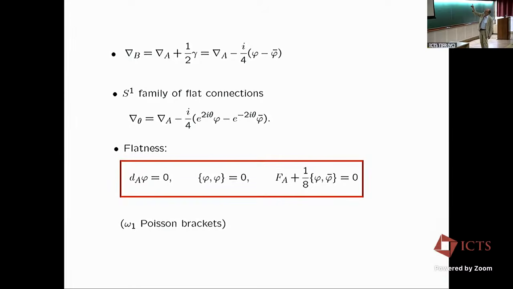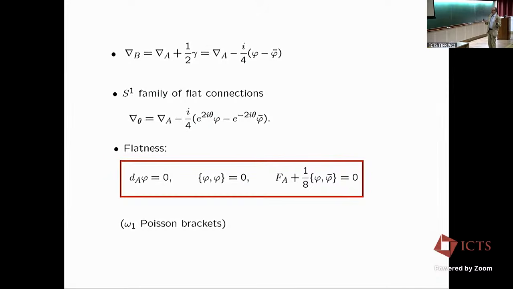And now I write that in terms of this complex entity, phi minus phi bar. And now I apply e to the I theta to get my S1 family of flat connections. And now I look at the Fourier components to determine what flatness is, and I get these equations here. Okay, remember these brackets are all Poisson brackets. So if they look familiar, then, well, they should look familiar.